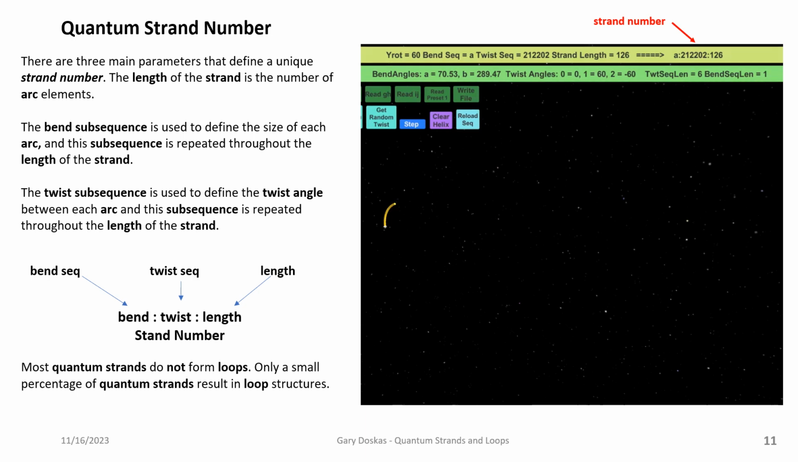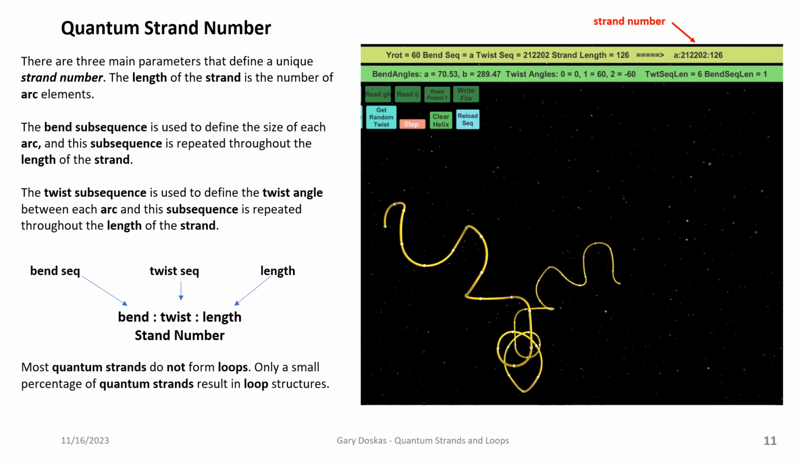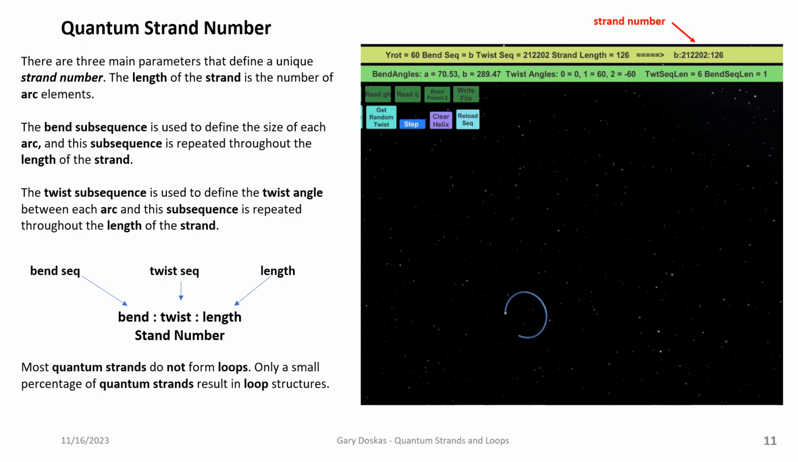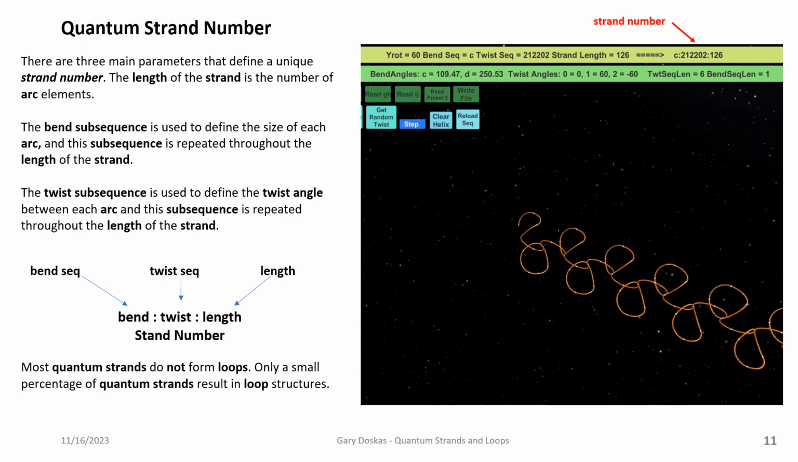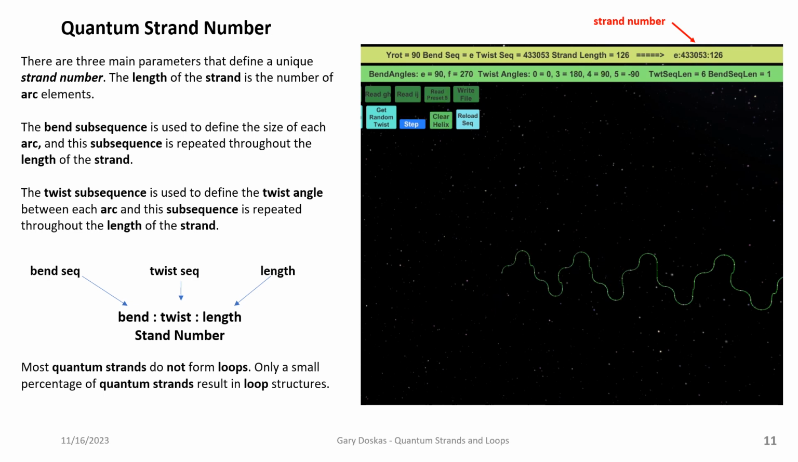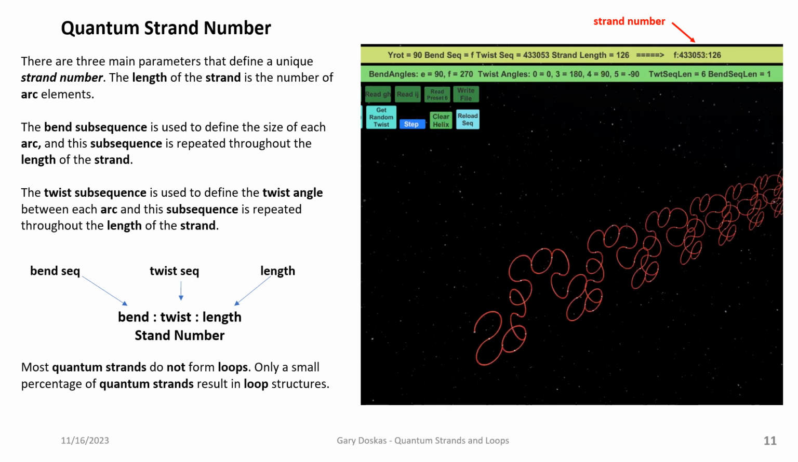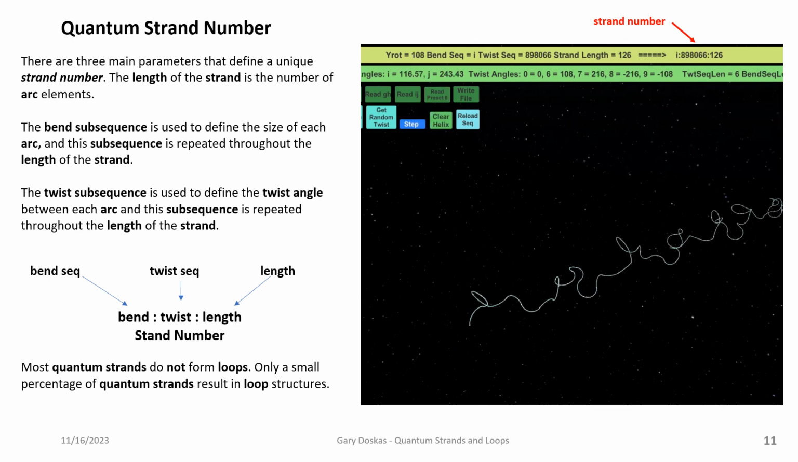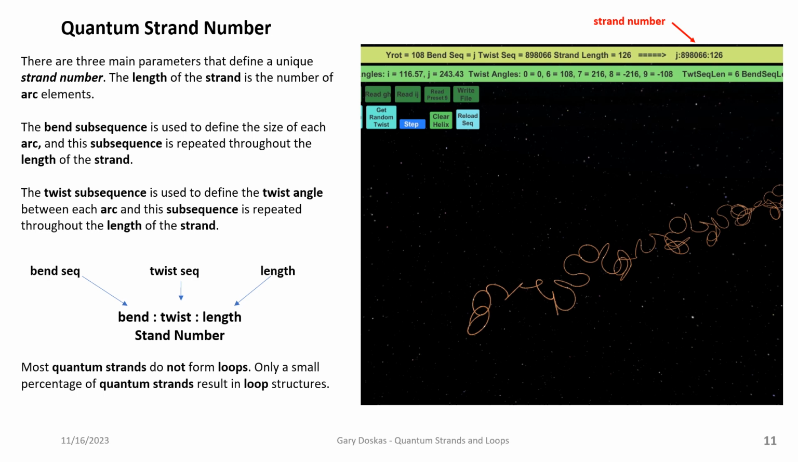Quantum strand number. There are 3 main parameters to define a unique strand number. The length of the strand is the number of arc elements. The bend subsequence is used to define the size of each arc, and this subsequence is repeated throughout the length of the strand. The twist subsequence is used to define the twist angle between arcs, and this subsequence is also repeated throughout the length of the strand. So combining these 3 parameters, a unique number describes the quantum strand.